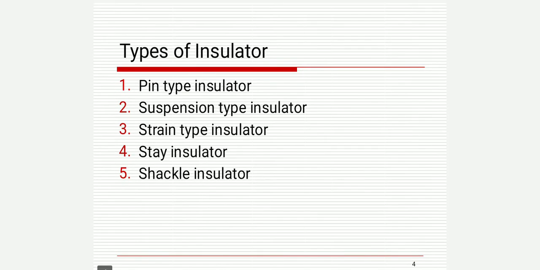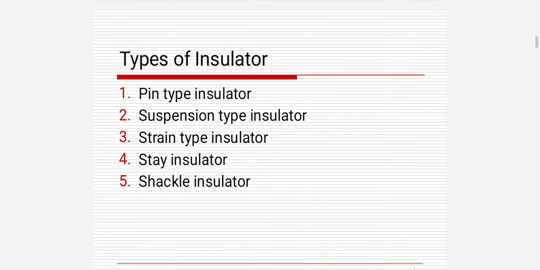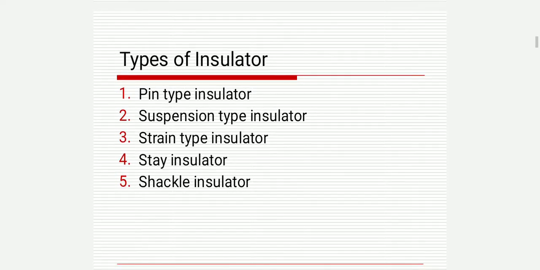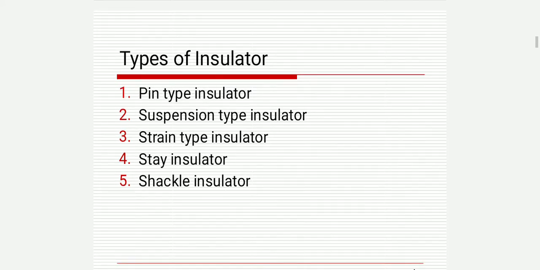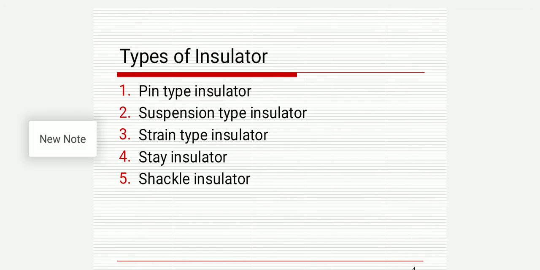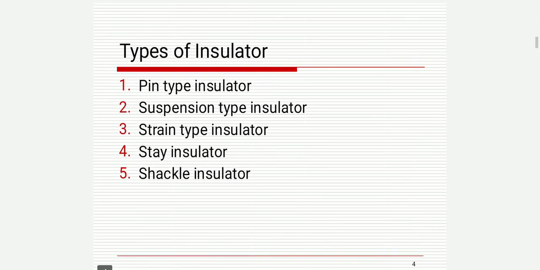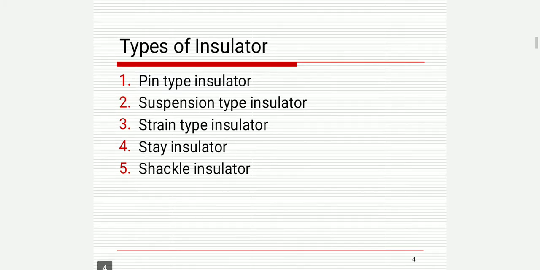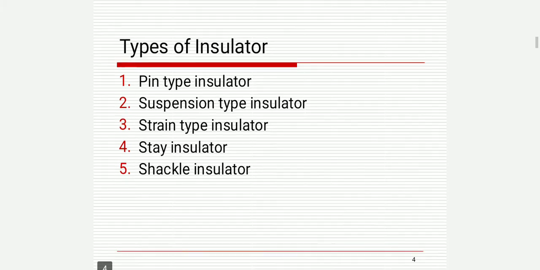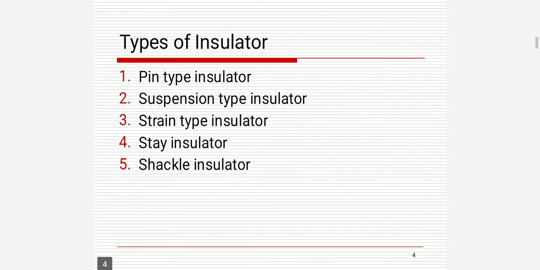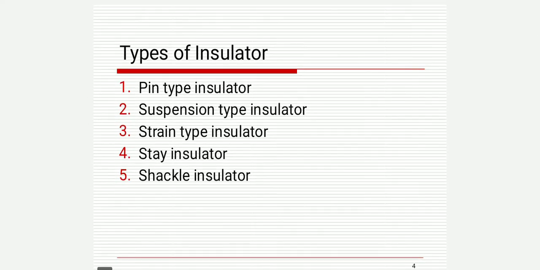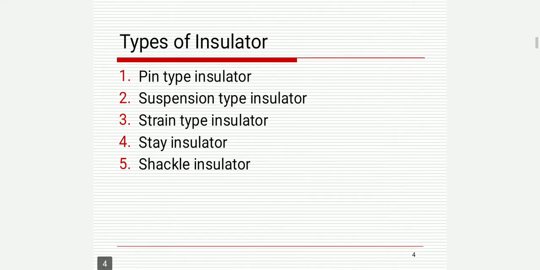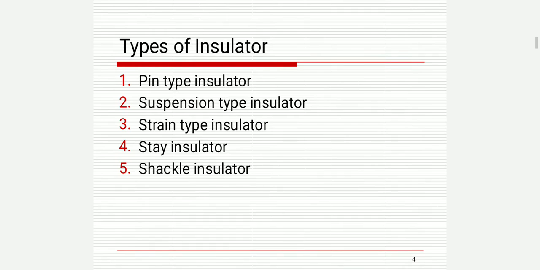Coming to the next slide, in this slide we are going to discuss the types of insulators, and the classification of insulators here is mainly based upon the level of operating voltage. That is, for one level of voltage you need to use one insulator, for other levels of voltage you need to use other insulators. Suppose a pin type insulator can be used only up to 33 kV, it cannot be used beyond the level of 33 kV. In this manner, based upon the operating voltage, insulators have been classified into different types.